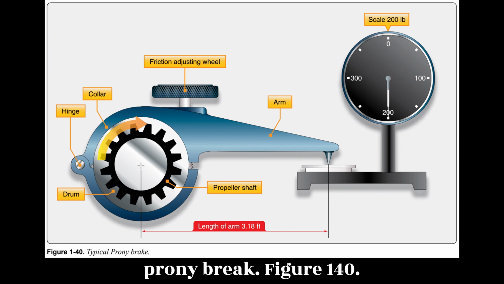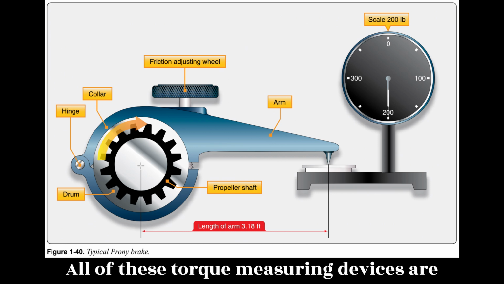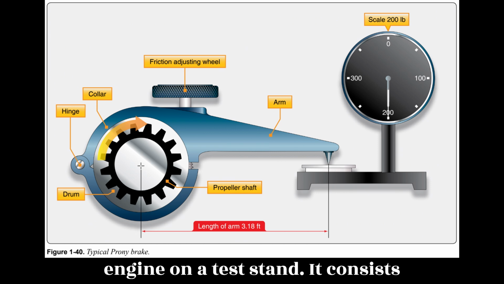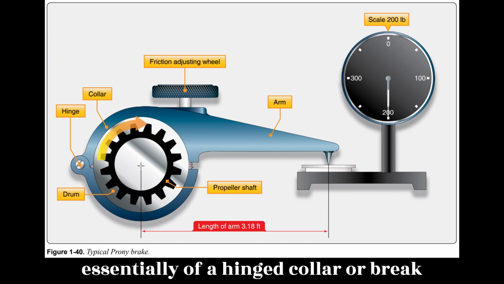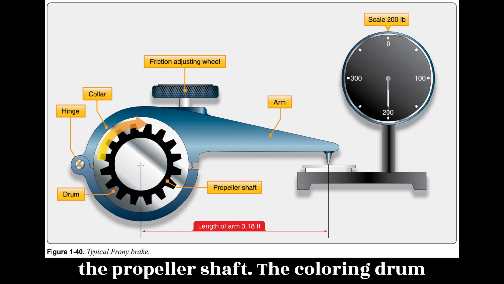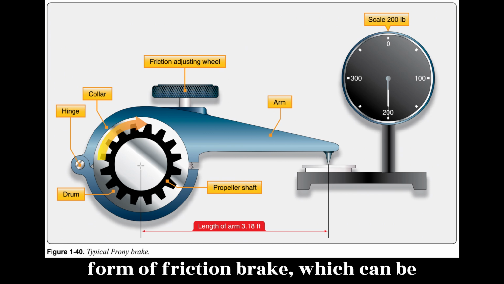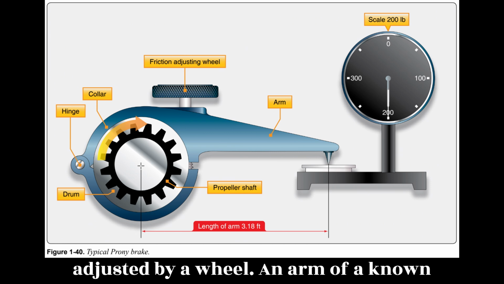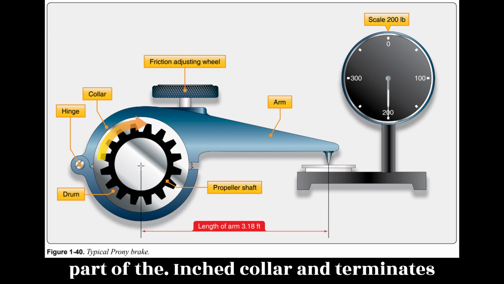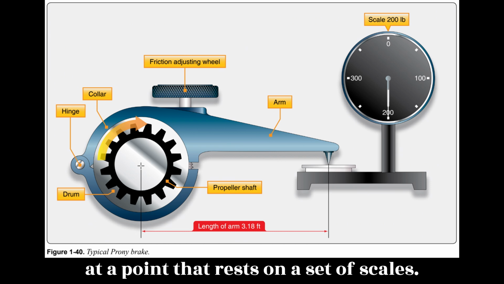Figure 1-40. All of these torque measuring devices are usable to calculate power output of an engine on a test stand. It consists essentially of a hinged collar, or brake, which can be clamped to a drum splined to the propeller shaft. The collar and drum form a friction brake, which can be adjusted by a wheel. An arm of a known length is rigidly attached to or is a part of the hinged collar and terminates at a point that rests on a set of scales.